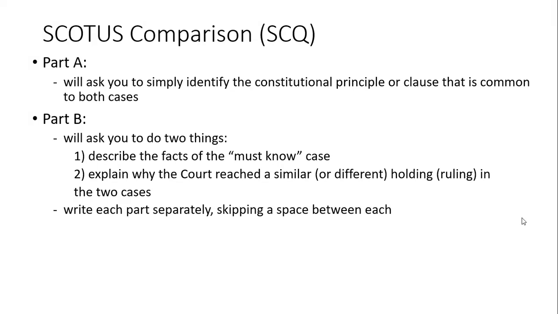My advice when you write the response to Part B is that you do these two things separately. You actually write two separate paragraphs. In the first paragraph, you summarize the must-know case. So again, you kind of brief the brief. You talk about the facts of the must-know case, you identify what the clause was, and then you briefly explain what the court decided. Do that, you'll earn that point.